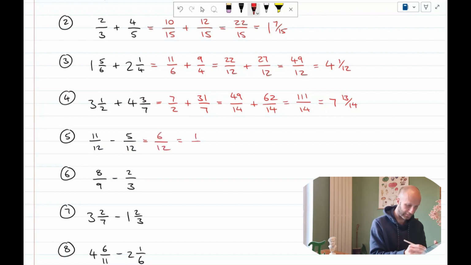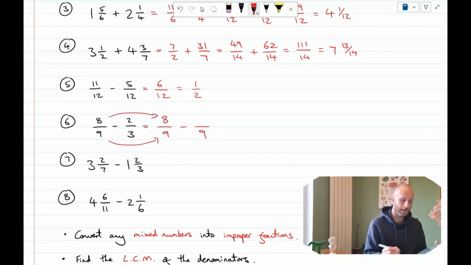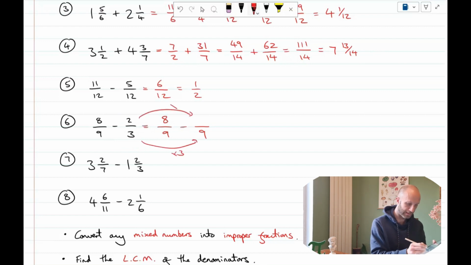And I should always simplify if I can. 6 is common, goes into both. 6 goes into this once, and into 12 twice, so it becomes 1 over 2. Next, 8 over 9 minus 2/3. Common denominator here is 9, the lowest common multiple of 3 and 9. The first one I haven't changed, so the top stays the same. The second one I've times the bottom by 3, so I times the top by 3.